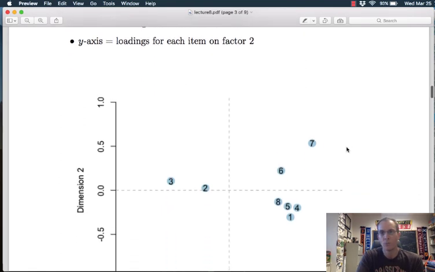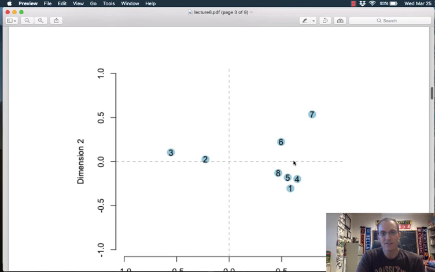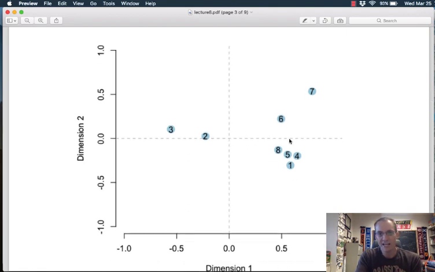So for example, item 1 was 0.5 something, and then negative 0.305. So on a plot, that would go out to here on the X-axis and down here on the Y-axis. So you can see item 1 shows up here. Item 2 would show up here, item 3 would show up here, etc.